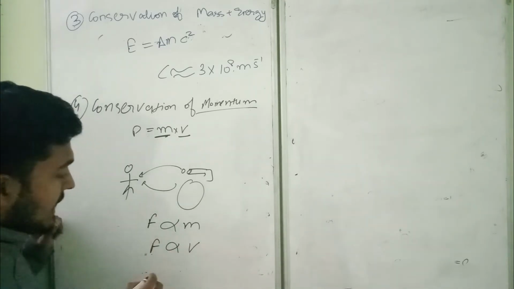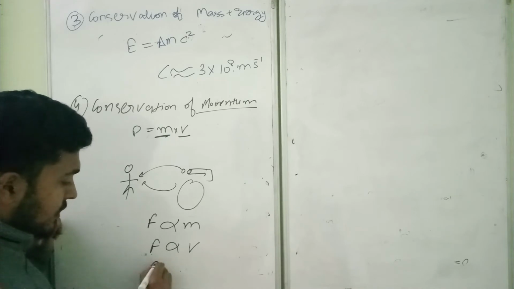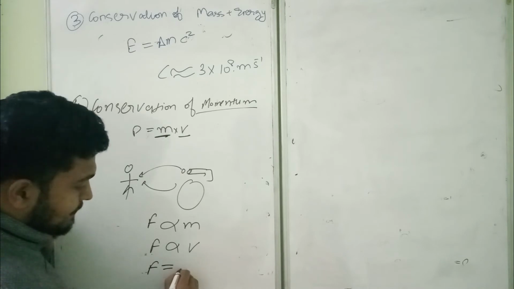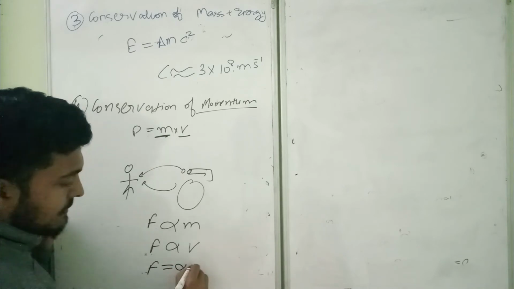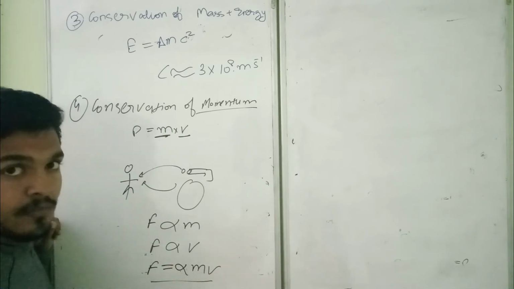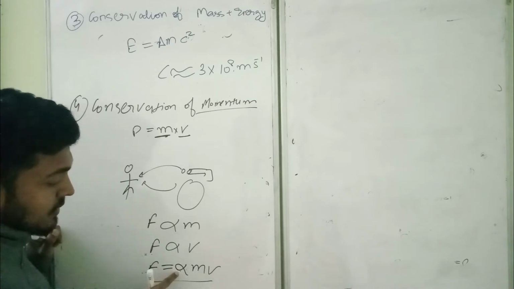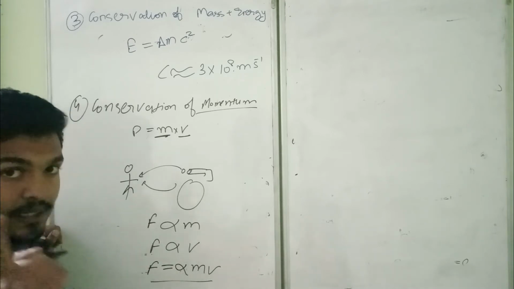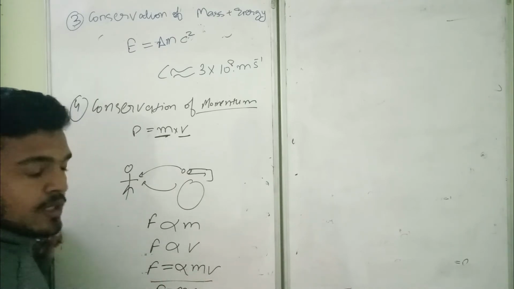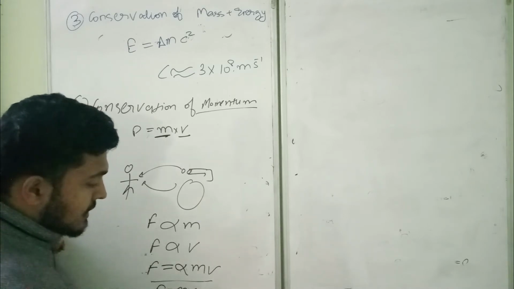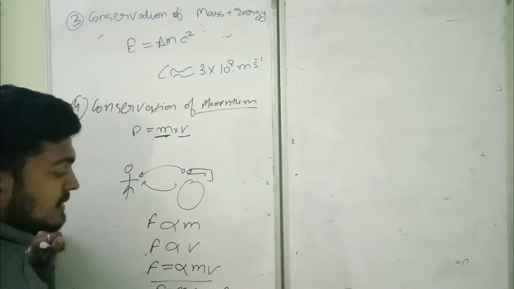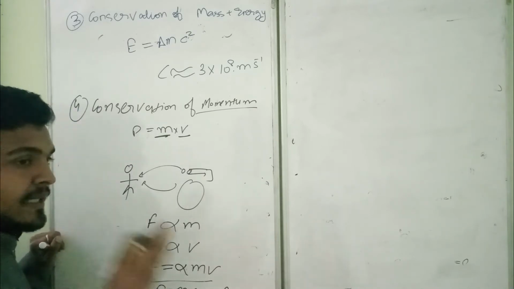So now we say that the force needed is equal to some constant, say alpha, times mass into velocity. This is the force that is needed to stop. And if this constant is 1, then this force is equal to mv. This force is equal to mv, and we say this is momentum. This is the momentum. We can say this is the force needed.